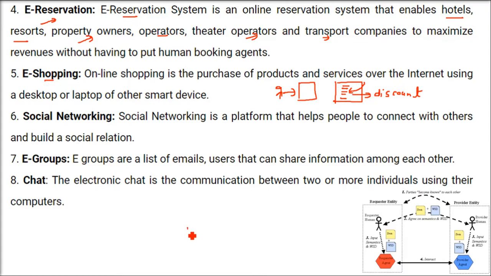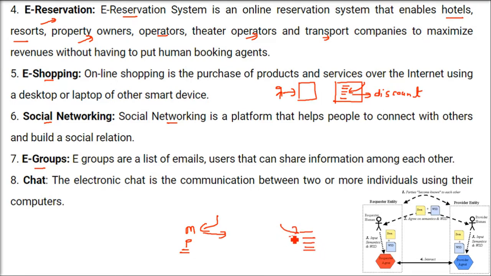Social networking, humans are social animals. If there is a marriage or a party, you call people, you cut a cake, and you celebrate with your family and friends. If you want to celebrate with your family and friends on the internet, there is social networking. Here people connect, they build social relationships, they build friendships, and they also share. People like, people comment.